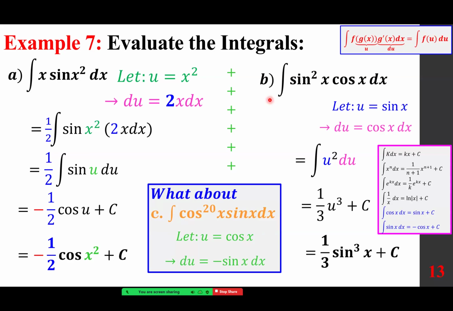So compare and contrast. This is a very good page to see how we deal with it when the argument has an exponent, and how we deal with it when sine and cosine are involved and one of them has an exponent.